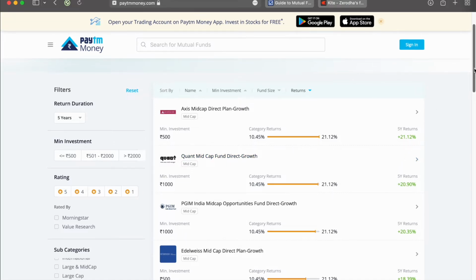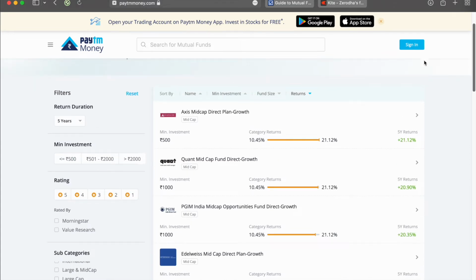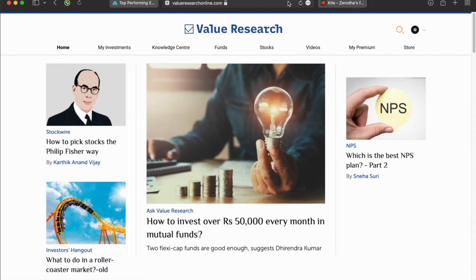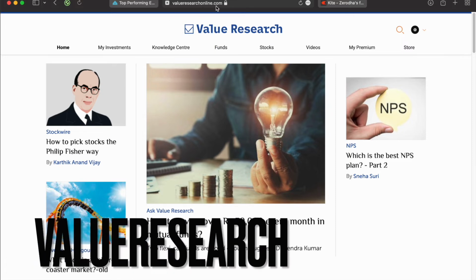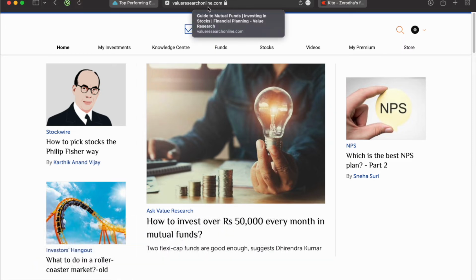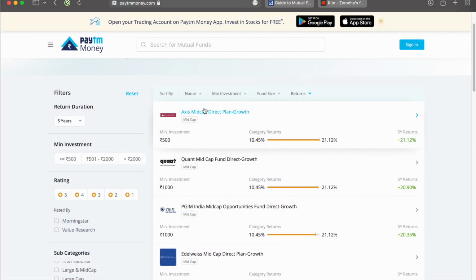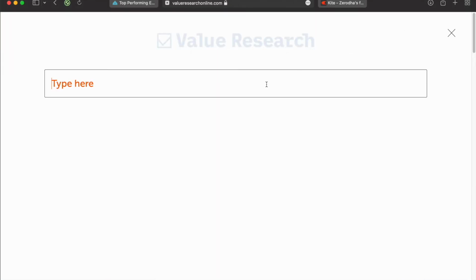So after finding out all these funds, what you need to do is go on the second website that we're going to be using. It's known as valueresearchonline.com. I'll be sharing the links in the description so you guys don't have to worry about this. Now the first fund that we have identified is Access Mid Cap Fund. Now let's try to analyze this fund first.